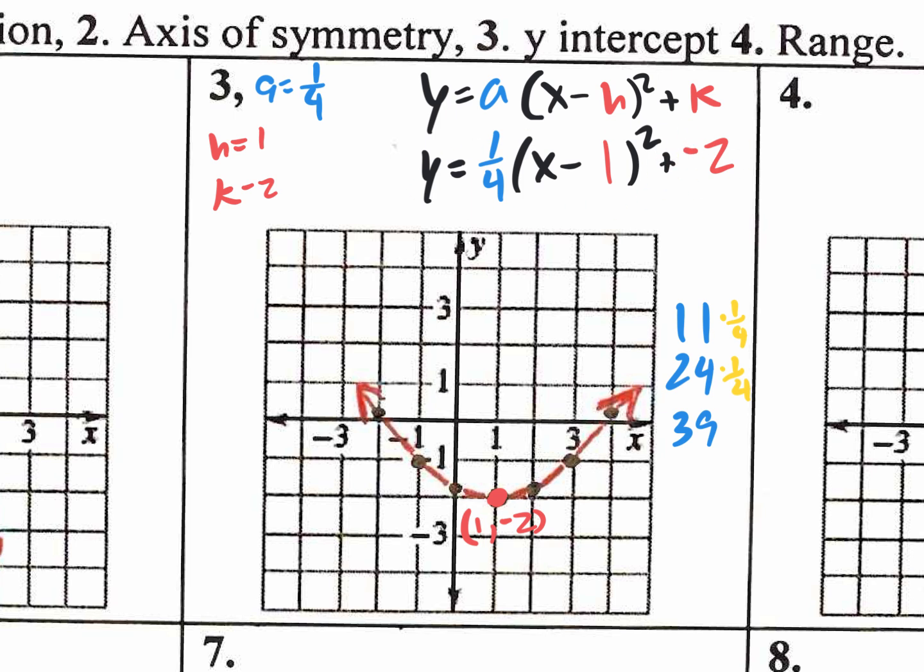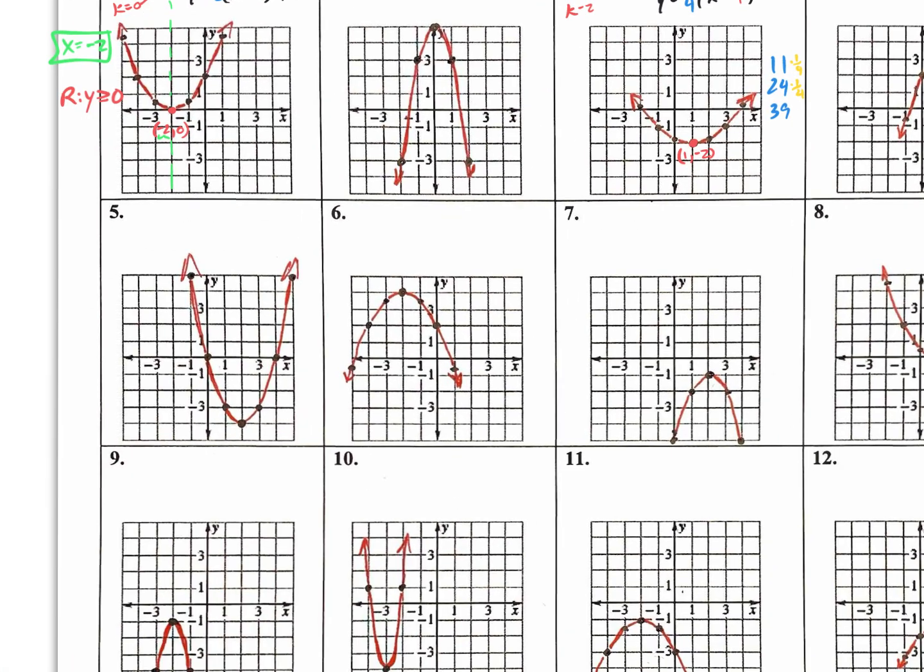But this is perfectly fine. That's your answer. That would produce this parabola that's slightly wider than the parent graph, and that got shifted 1 to the right and 2 down. I just mentioned the transformations right there. Let's move on. Number 5.